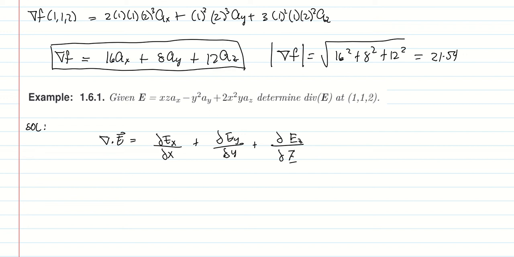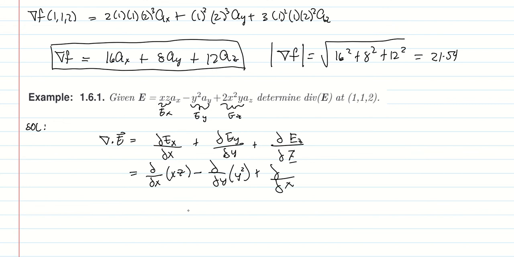And let's do this. What is Ex? The x component is just xz. So this will be the partial derivative with respect to x of x times z. Plus, for Ey, we can take out that negative here, so minus the partial derivative with respect to y of y squared. That's the y component of E. This is Ex, this is Ey, and this is Ez. So the partial derivative with respect to z of Ez, which is 2x squared times y.